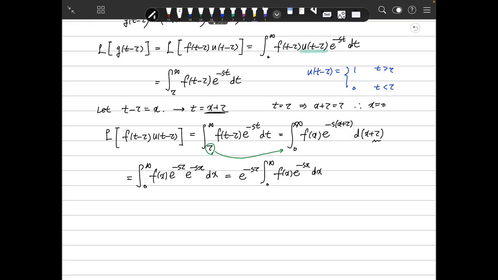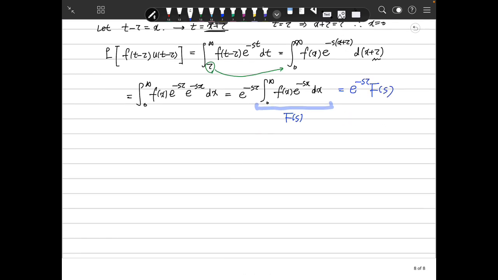Then the notation is x. This is the same as F s. So there will be exponential minus s tau times F s. Therefore f t minus tau is a time delay of tau. So the Laplace of f t minus tau, u t minus tau is exponential minus s tau times F s.